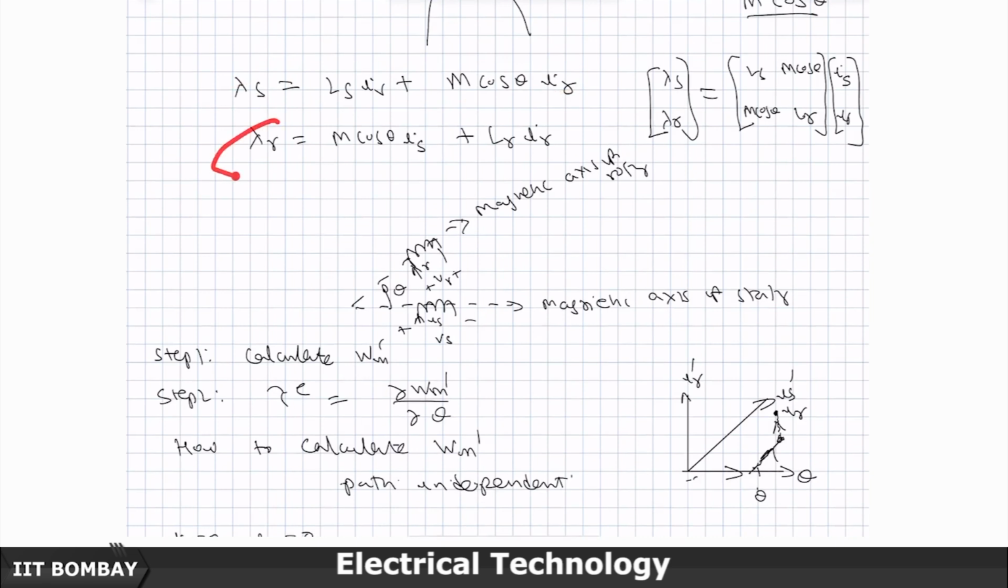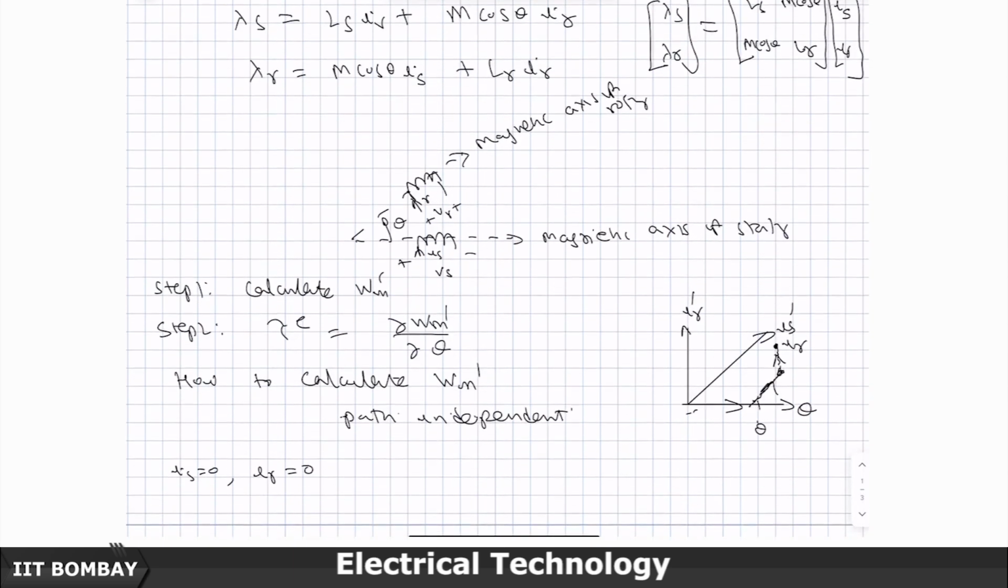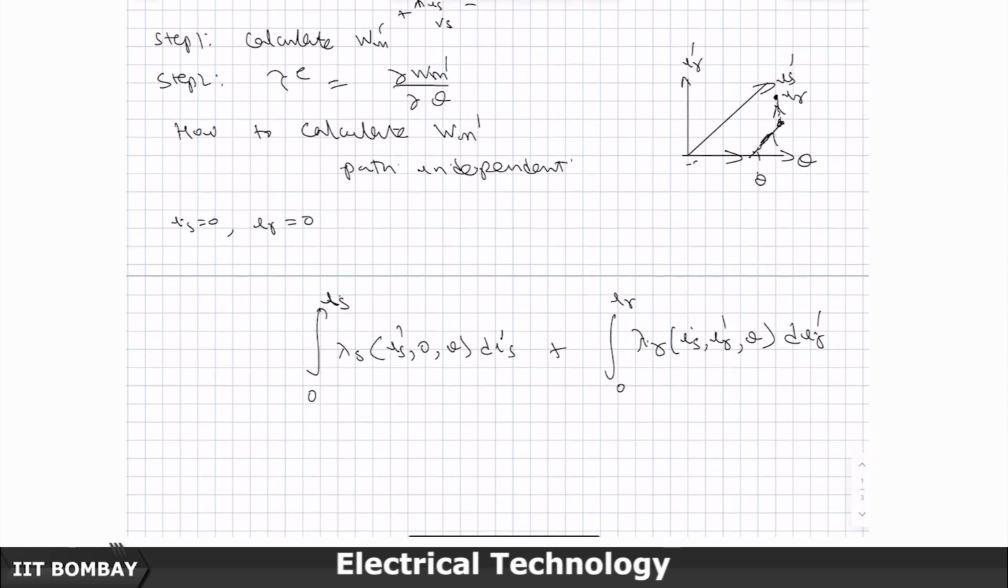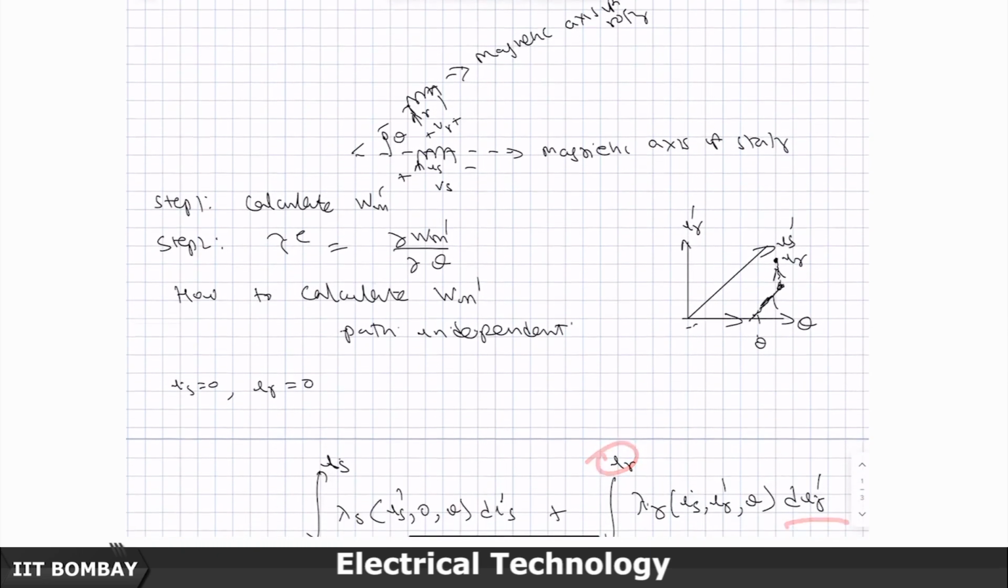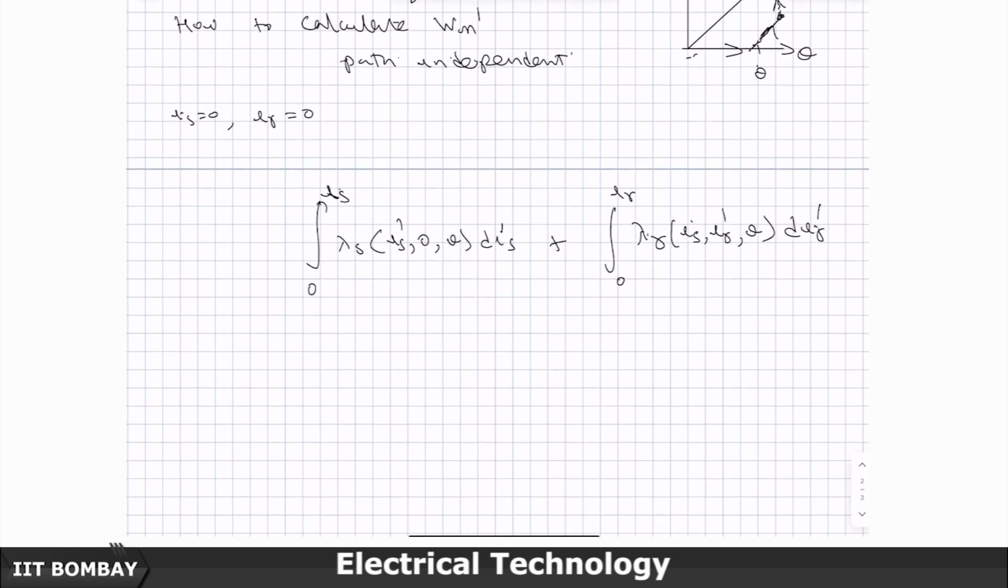Then we have to take care of what happens due to this component, the second component here, and for that what we will do is we will increase the current from 0 to IR, d IR dash, and we will get the second component.